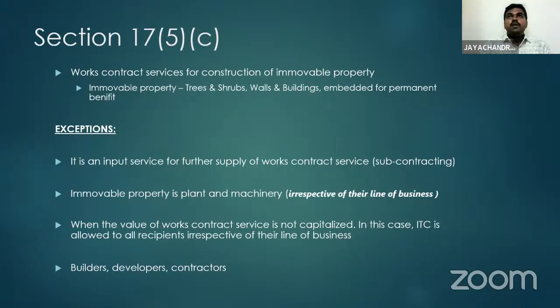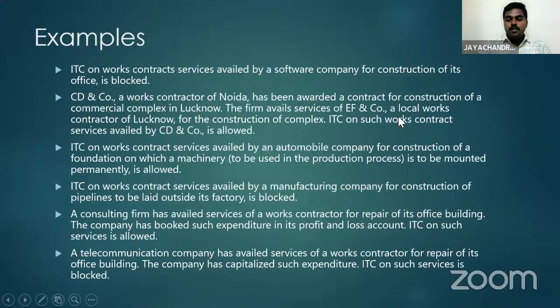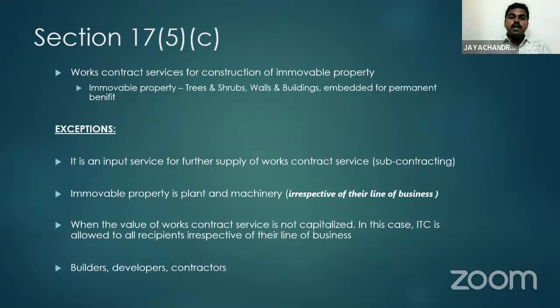For example, if a person is constructing a building, and he takes the plumbing work or any other small or different works relating to that construction of immovable property, he is availing the services from an outside person, and he is claiming the ITC and paying the GST. That constructor paying the GST means that works contract services availed on that construction of immovable property is prohibited.